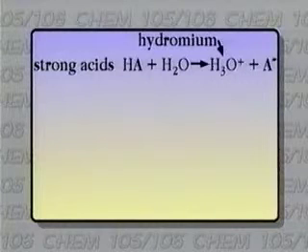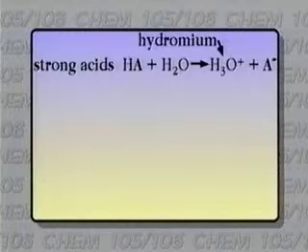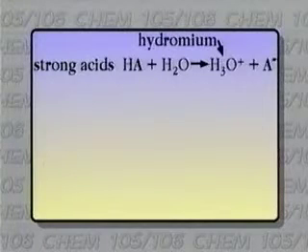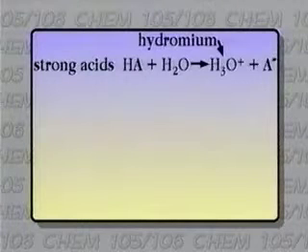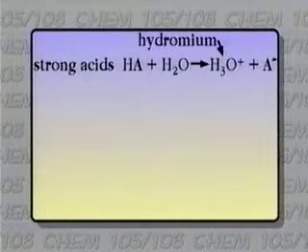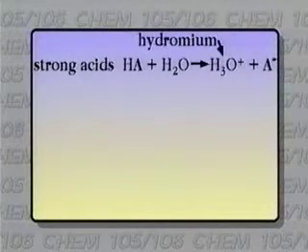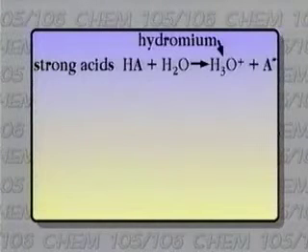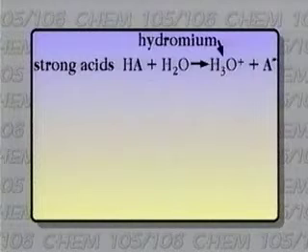And the negative ion of the acid, whatever it is. So A could be Cl, A might be Br, whatever the case is. A here is just representing the negative part of the acid. All right? Now, one of the characteristics of strong acids is that they are nearly 100% dissociated.